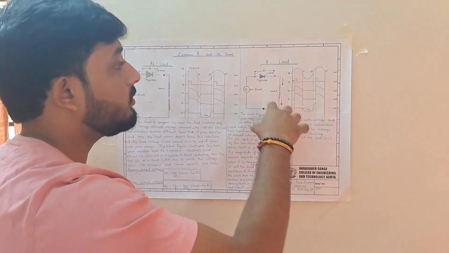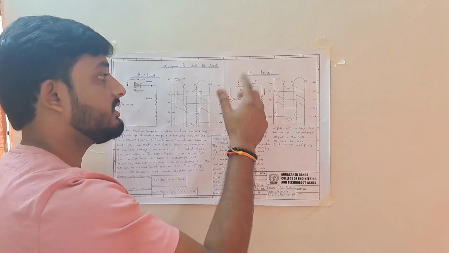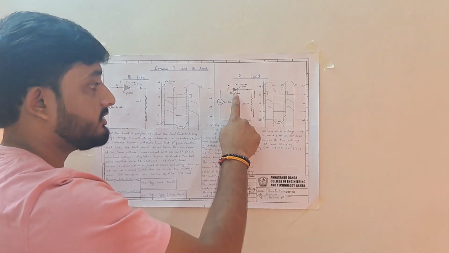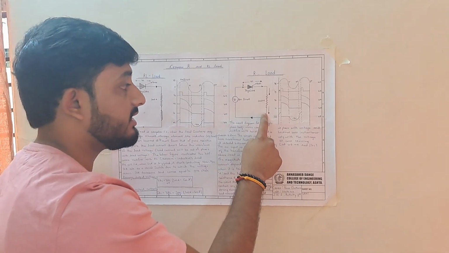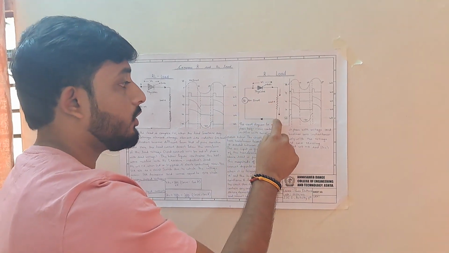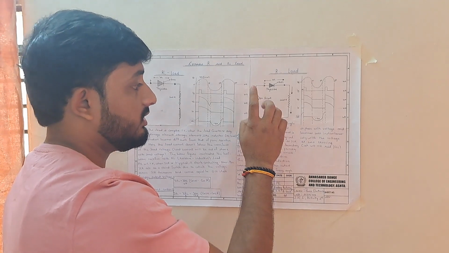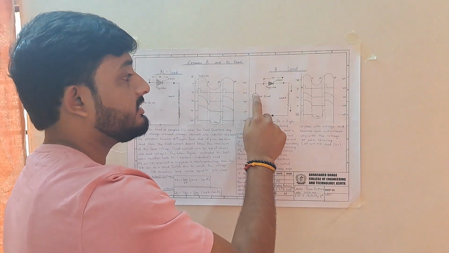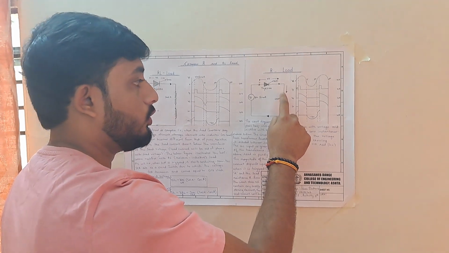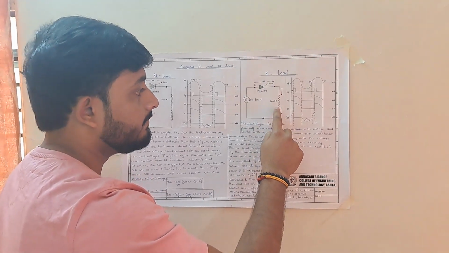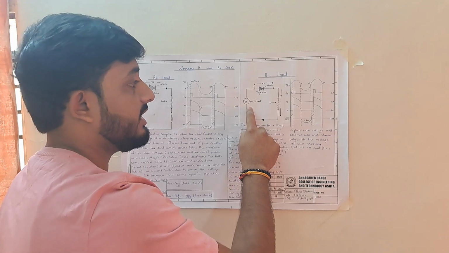Now we will see the R load. In the R load, the same SCR is used because it is a controlling device. In this, the load is changed. The load is a pure R circuit, not inductive. For example, the voltage is connected to the positive terminal of the anode, and the cathode is connected to the first terminal of the load resistance, and the second terminal is connected to the negative terminal of Vs.